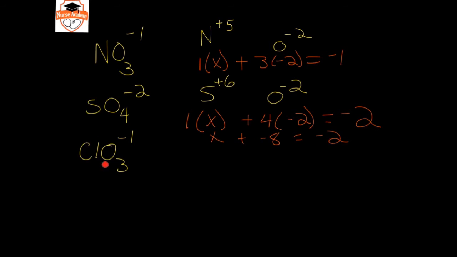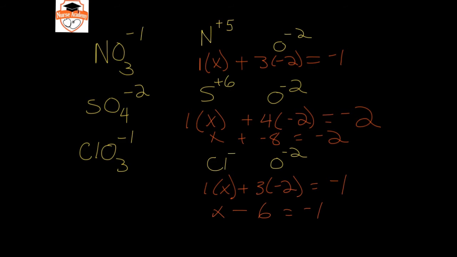Last but not least, we have chlorine. Again, our oxygen is going to make a -2 charge, and we have 3 of those. 3 times -2, and we have 1 chlorine, so 1 times X, because we don't know what the charge on the chlorine is going to be, equals our total negative charge for the polyatomic ion, which is -1. This is X minus 6, or plus a -6 if you want to say, is -1. So here the oxidation number on our chlorine is +5.